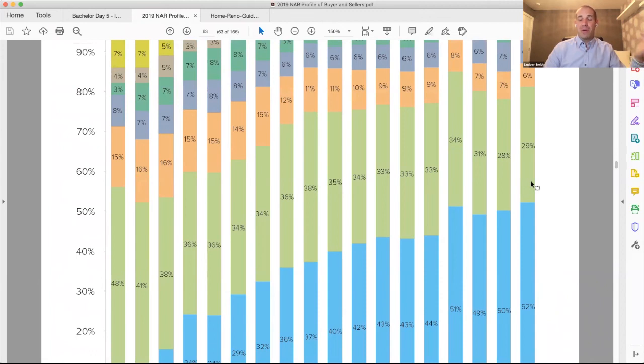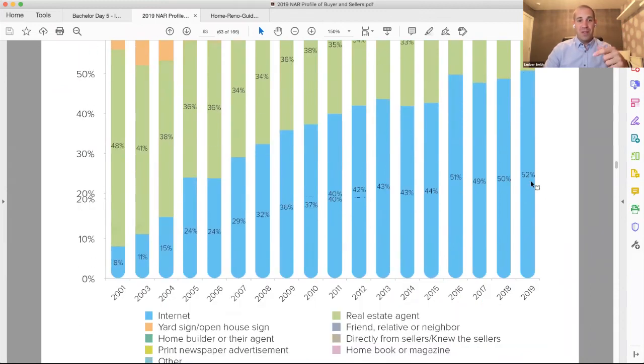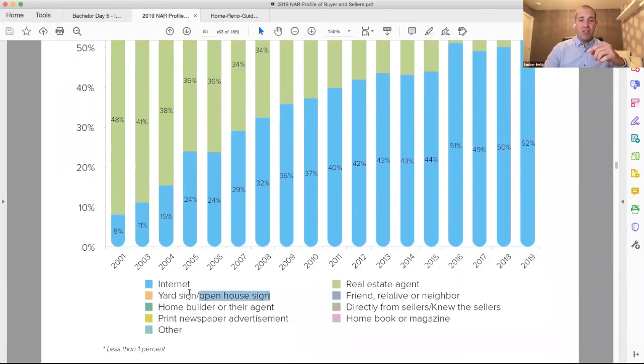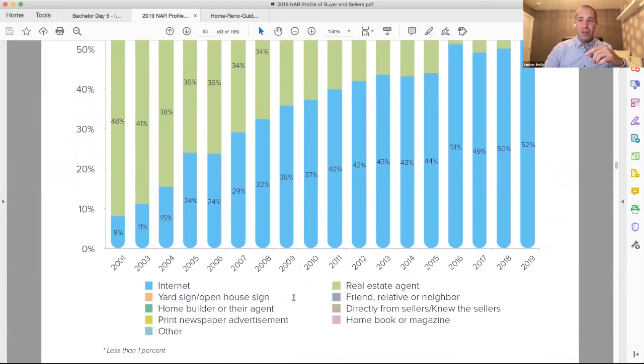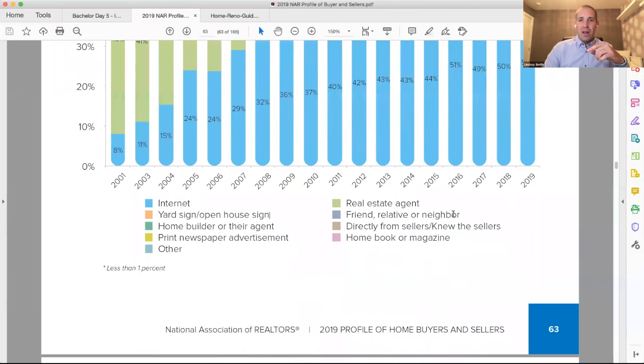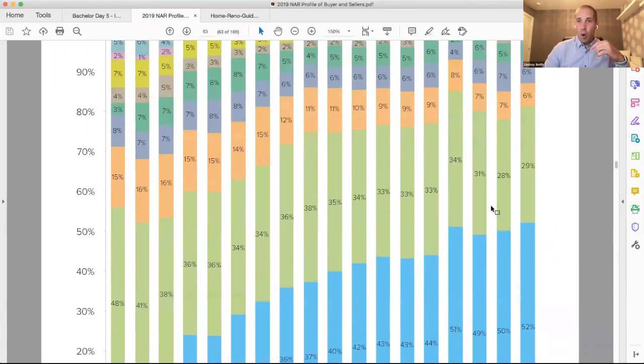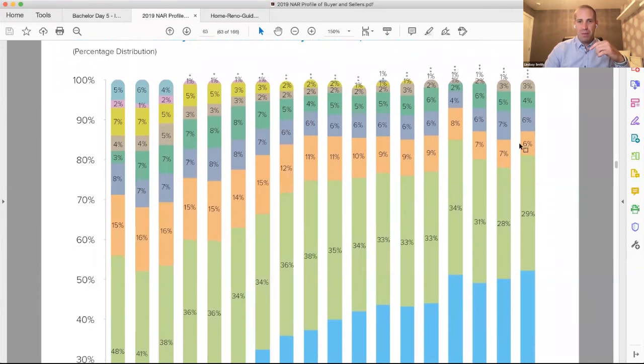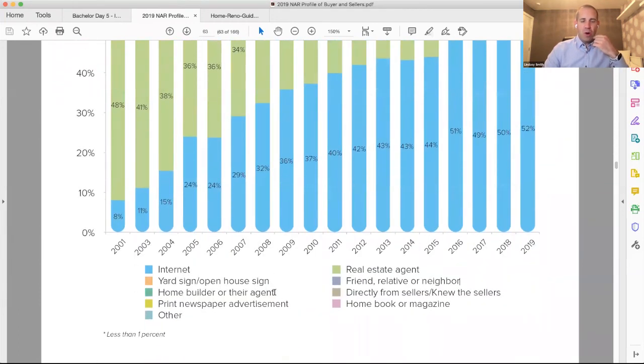So now we're talking about 81% of people found it through the internet or their realtor. Then we go down to 6% where they saw it from a yard sign or an open house sign. The next one is a friend, relative, or neighbor. Someone told them about the house. That's 6% of people.